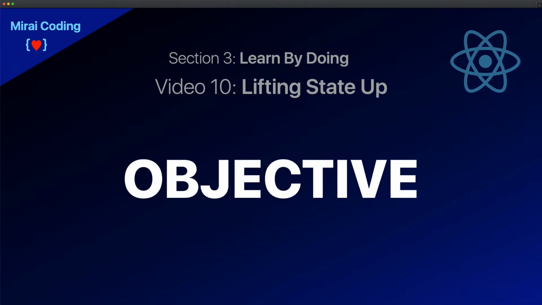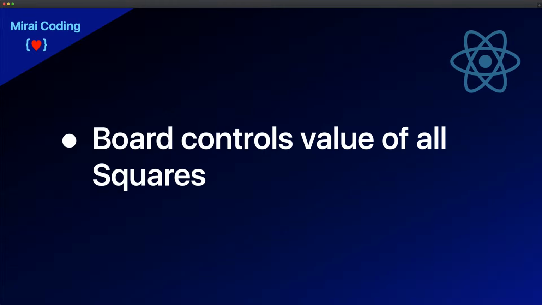Video 10. Lifting state up. We have a single objective in this video. We want the board to control the value of all 9 squares, which we will achieve by lifting state up.